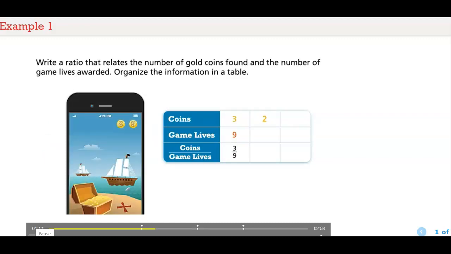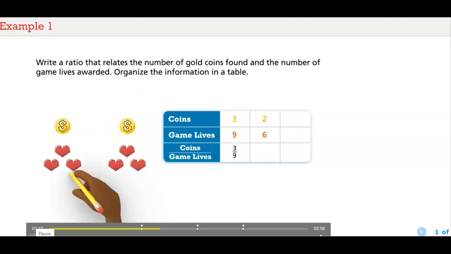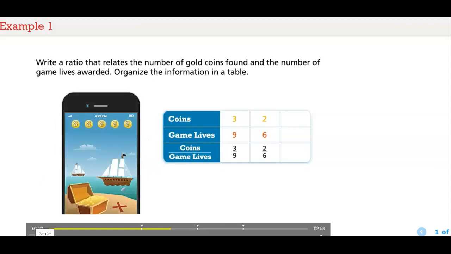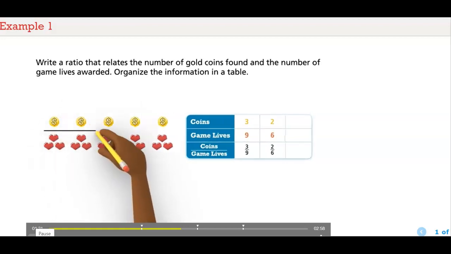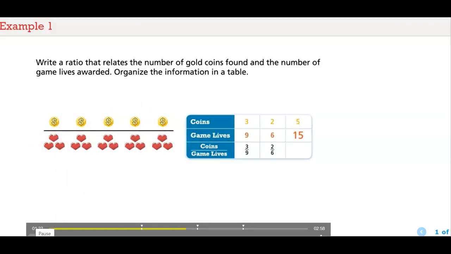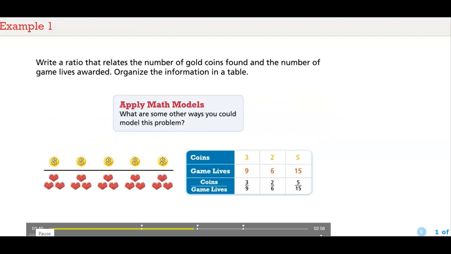Marcus has 2 gold coins. He can trade them for 6 game lives. This time, the ratio is 2 to 6. Olivia has 5 gold coins. She can trade them in for 15 game lives. 5 coins, 15 game lives, a ratio of 5 to 15. What are some other ways you could model this problem?